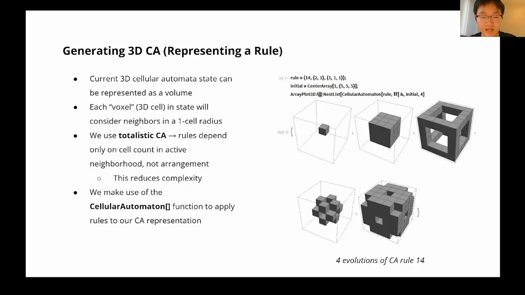And this allows us to reduce the complexity of our program overall, compared to other types of pattern. So to accomplish this, we implemented a function called cellular automaton, which we can use to apply the rules for our cellular automata representation. Next.